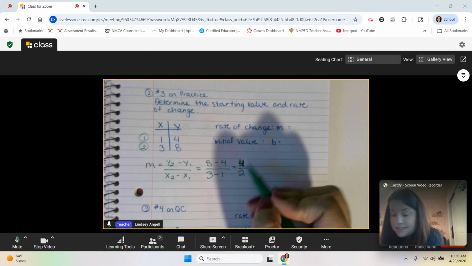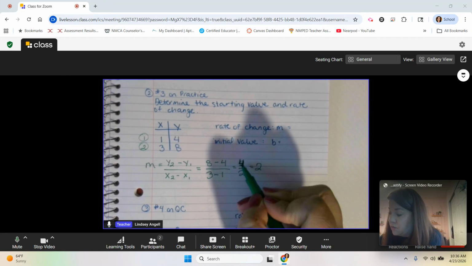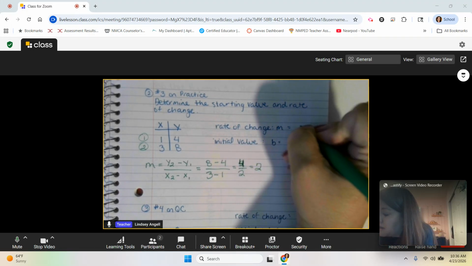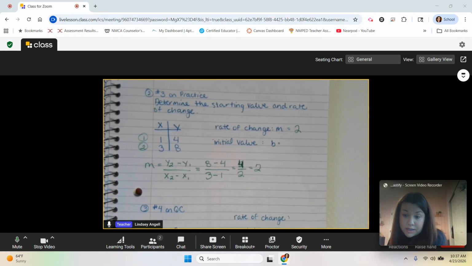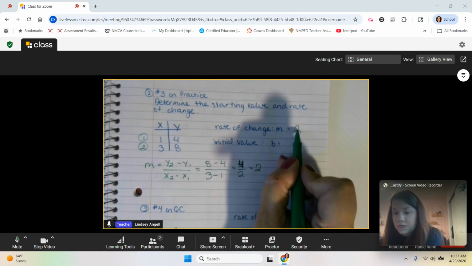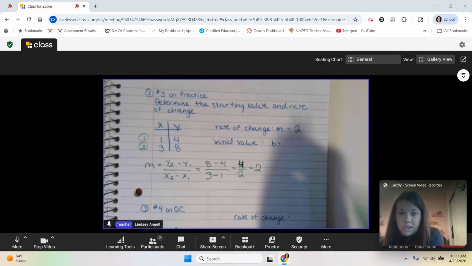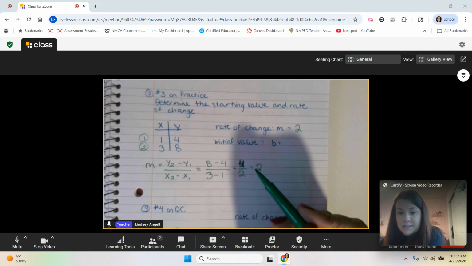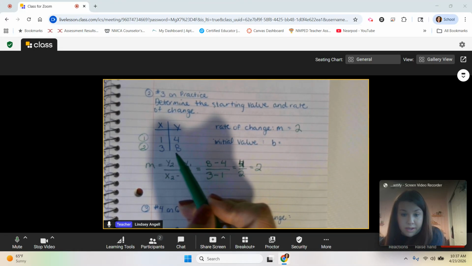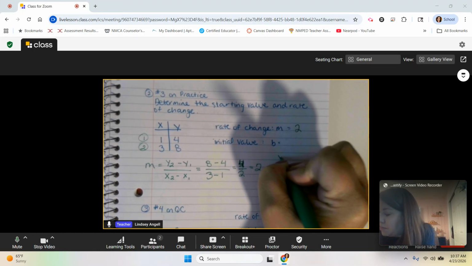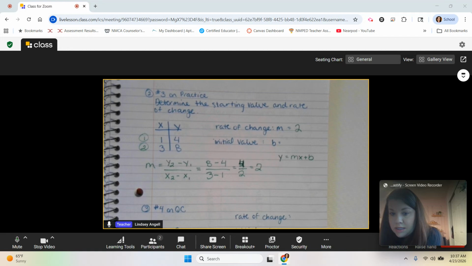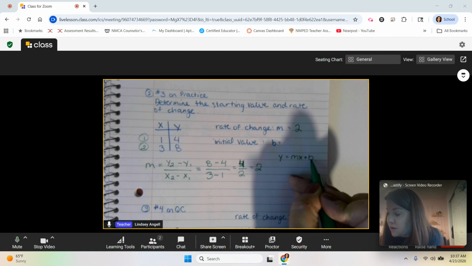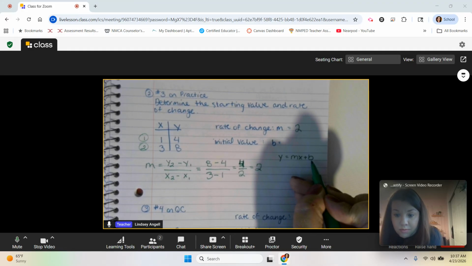Now, this reduces to 2, right? 4 divided by 2 is 2. So my rate of change is 2. We could also write it as 2 over 1 when we're thinking rise over run and things like that. But in the long run, our rate of change is 2. So now, using that information and one of these points, it doesn't matter which one I choose, I can plug those values into the slope-intercept form equation, because then my only variable is going to be my initial value, or my y-intercept.